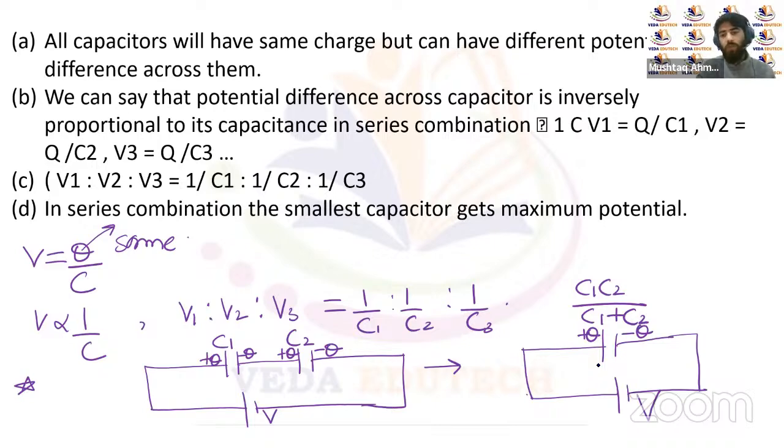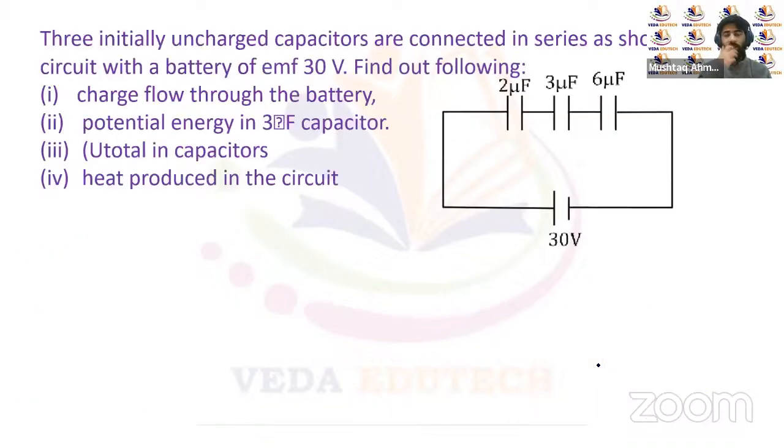So that's it with respect to the series combination of capacitors. Let's discuss one simple problem with respect to the series combination of capacitors. You can see in this picture, we have three initially uncharged capacitors connected in series, as shown in the circuit with a battery of EMF 30 volts. Find out the following. We have three capacitors, 2 microfarad, 3 microfarad, and 6 microfarad, connected to a battery of 30 volts.